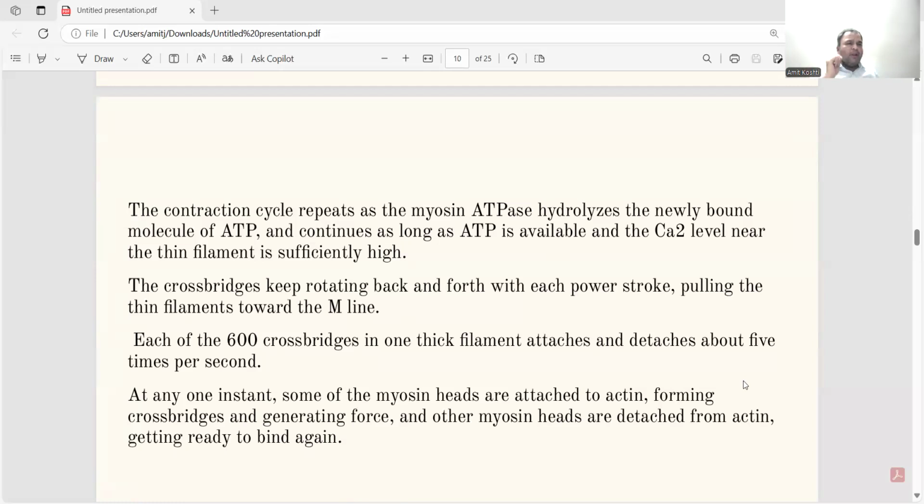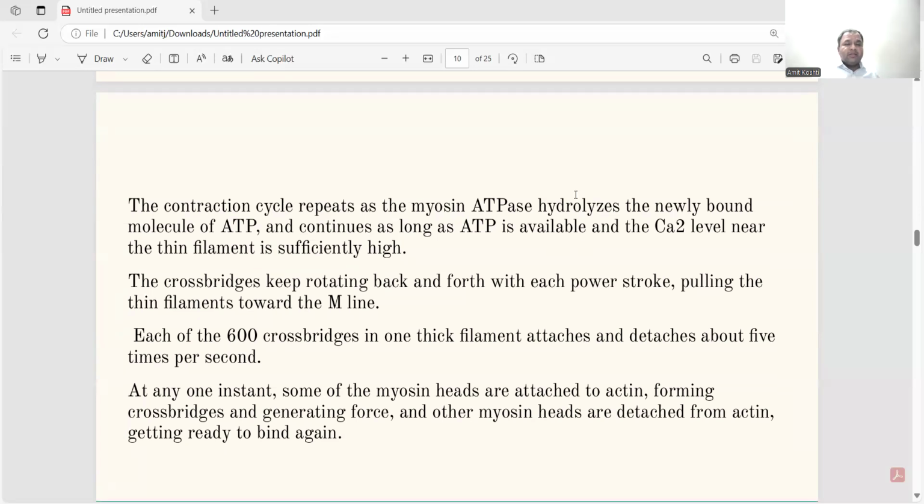And there is not only one molecule. Each of the 600 cross bridges in one thick filament, I'm talking about only one thick filament, and there are so many thick filaments, attaches and detaches about 5 times per second. You can imagine that.